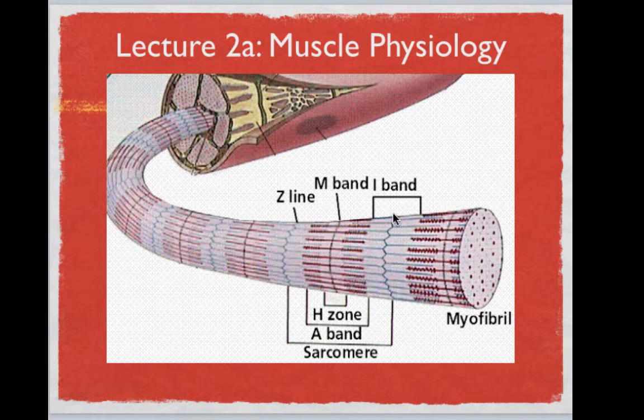The I bands have what's called a Z line or a Z disc right down the center, and we see this label sarcomere. A sarcomere begins at one Z line and ends at the next Z line. We'll talk more about those terms. They'll make a little bit more sense later.